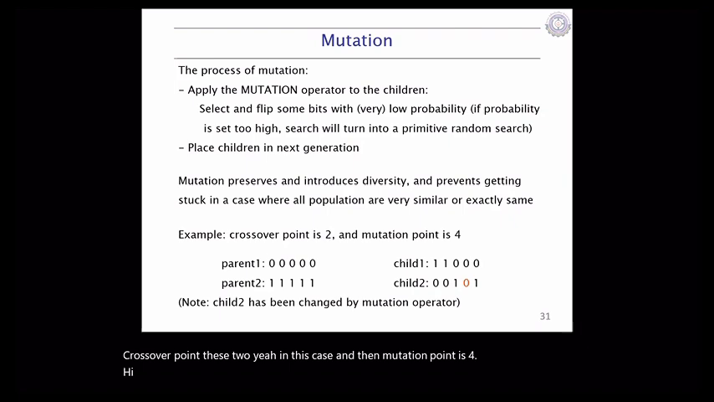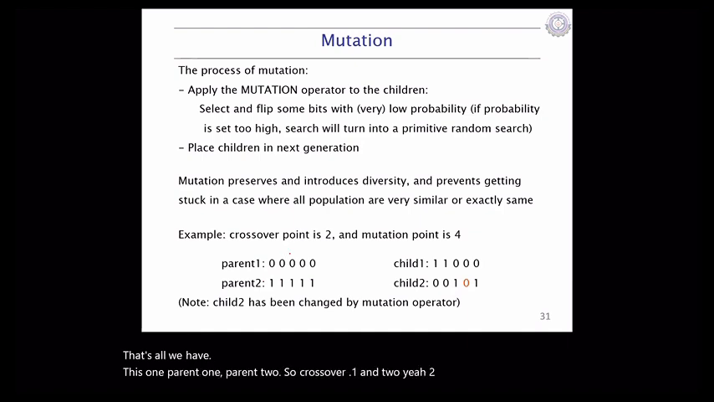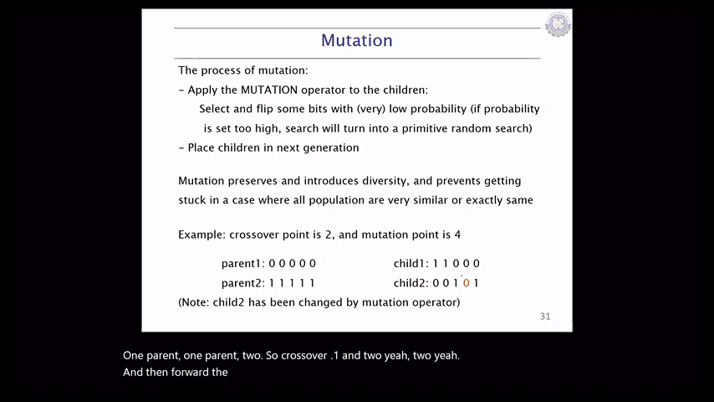Right, so parents. Here we have parent 1 and parent 2. The crossover point is 1 and 2, and then for the mutation point, we select 4. Then child number 2, select 4 as the mutation point.